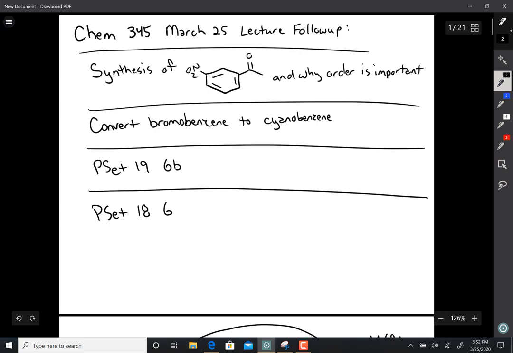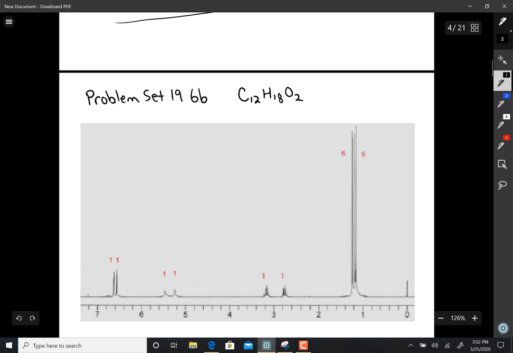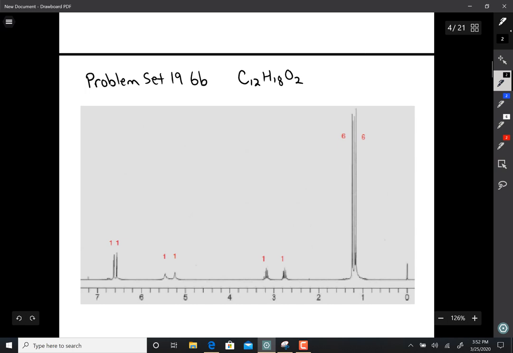Okay. Problem set 19.6b. It's an NMR problem. So, a way to attempt this is start by figuring out the number of rings and double bonds you have. So, we got the DBE equation, 12 times 2 plus 2 minus 18, all divided by 2: 24, 26, 26 minus 18 is 8, 8 divided by 2 is 4. 4 DBEs.